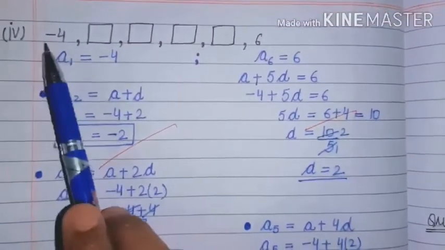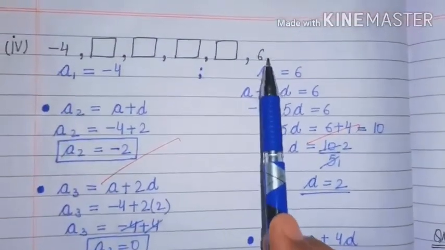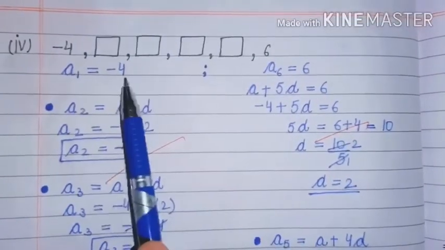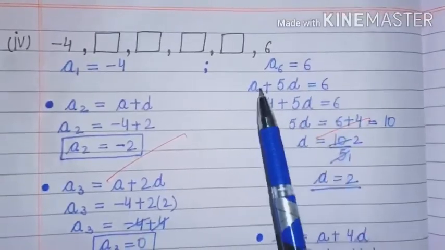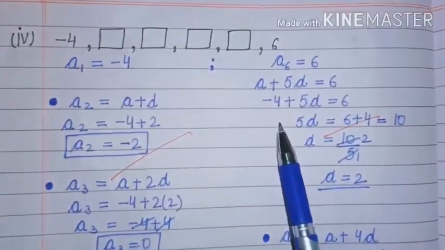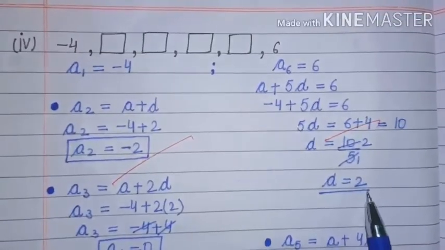The fourth part is similar. The first term is given and the last term, that is the sixth term, is given. You have to find the second, third, fourth and fifth. So the first term is -4. a6 is 6. Put the values of a6. a plus 5d is equal to 6. Put the value of a and you will get the value of d, that is 2.